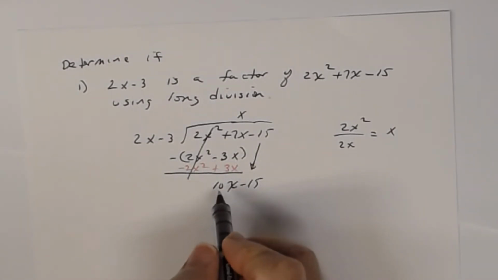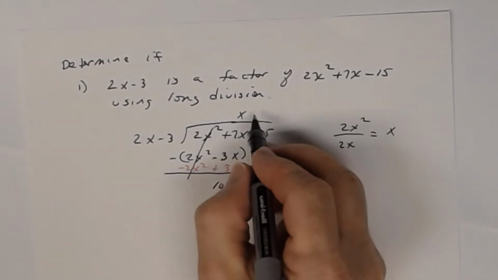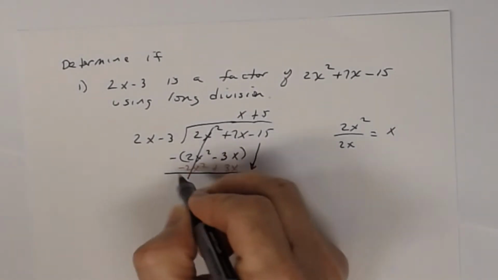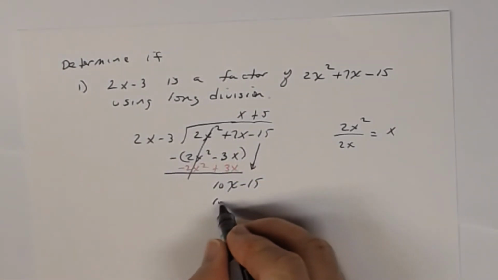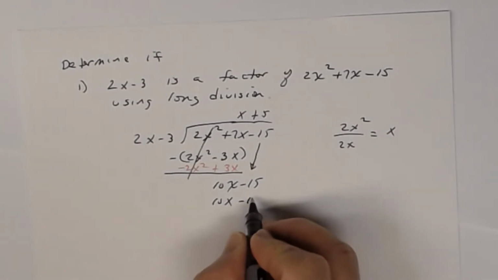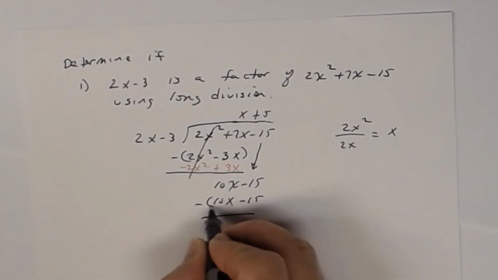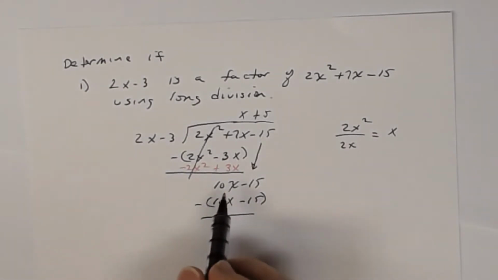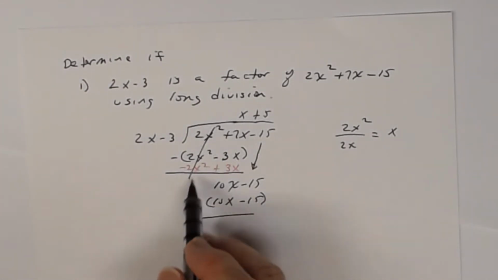2x into 10x is going to be 5. If you're doing this correctly, 5 times 2x better be 10x, right? And then 5 times negative 3 is a negative 15. And then if you subtract, remember you're saying 10x minus 10x is 0. That has to always be true, just like this was.